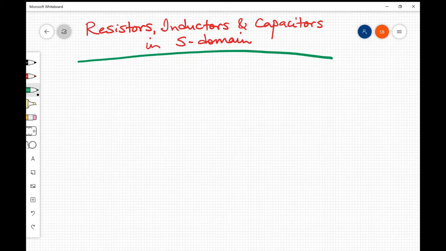Hi, we are going to see today about resistors, inductors and capacitors in S domain. We have already seen part of this in our frequency response chapter, but we are going to see it here from the context of Laplace transform. So let's start with resistors.